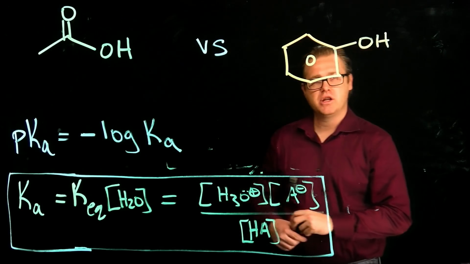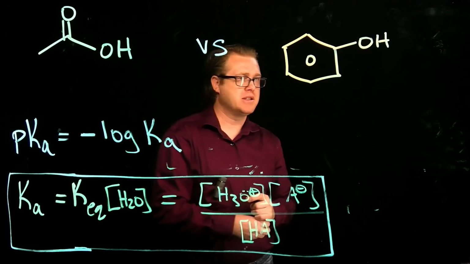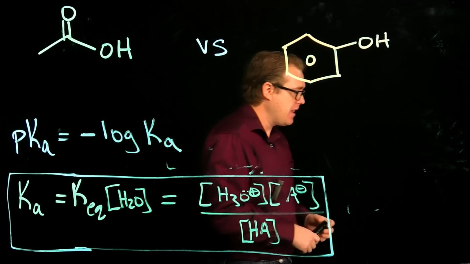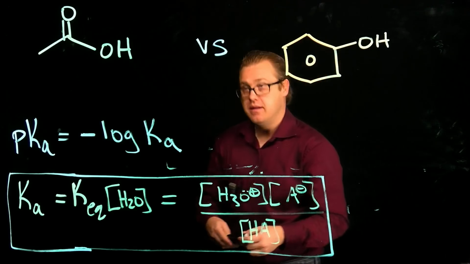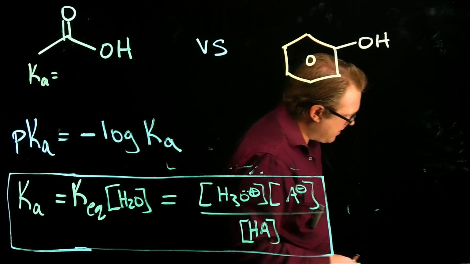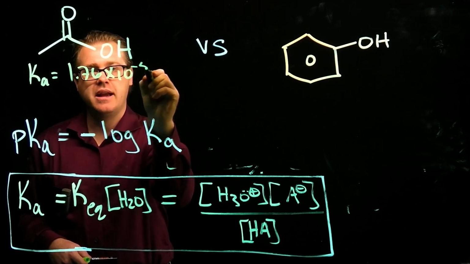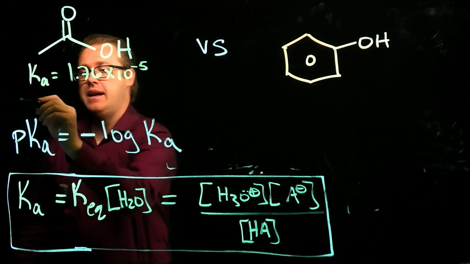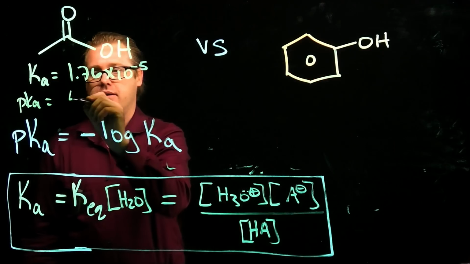Now you can go to tables in your book. You could look it up on Google. You could say, what are the pKa's and Ka's of these two molecules? That's exactly what I did. And so for acetic acid, the Ka came out to be 1.76 times 10 to the negative 5. And its pKa equals 4.75.